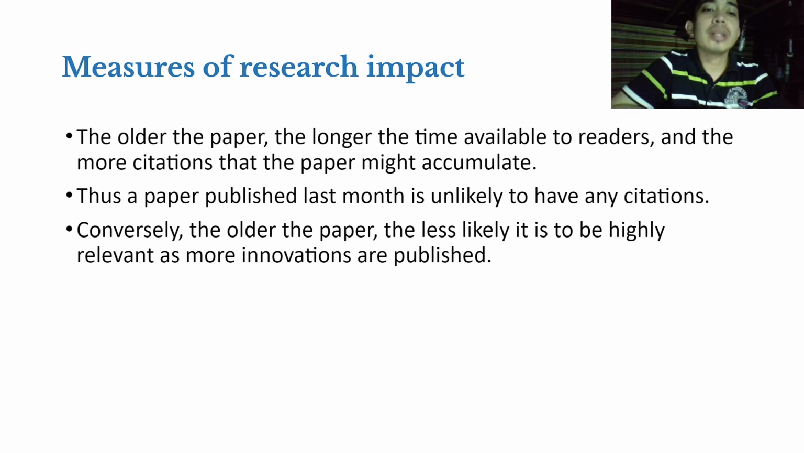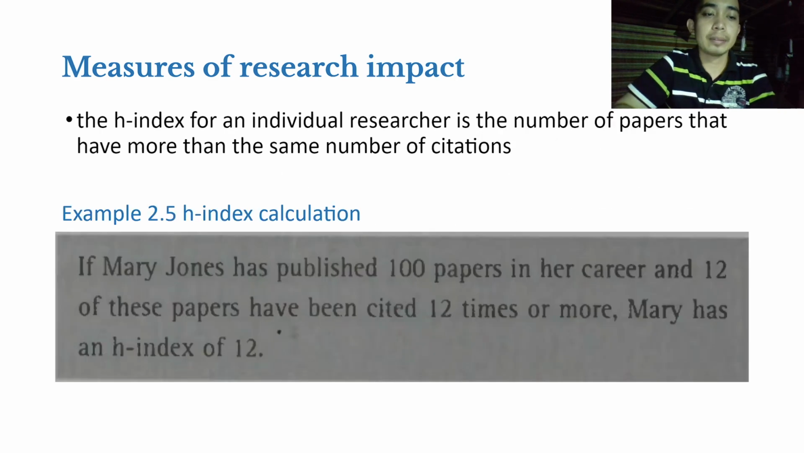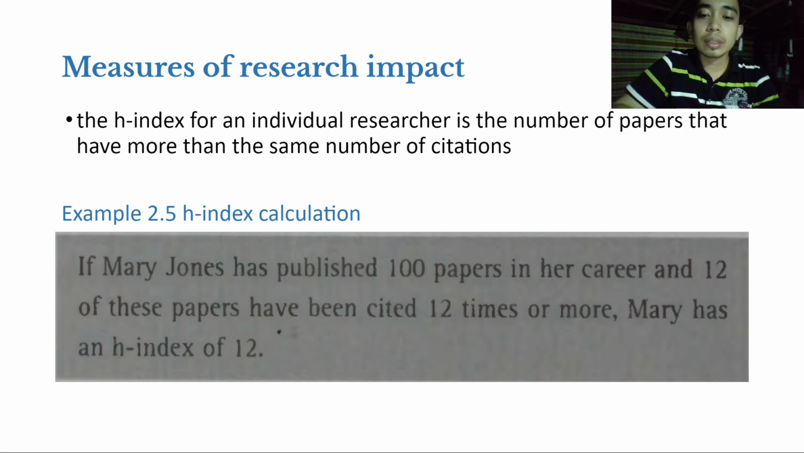So the older the paper, the longer the time available to readers, and the more citations that the paper might accumulate. Thus, a paper published last month is unlikely to have any citations. Conversely, the older the paper, the less likely it is to be highly relevant as more innovations are published. So, there are some influential articles in the field whose citation rate does not decline with time. Example, the number of cites per year.